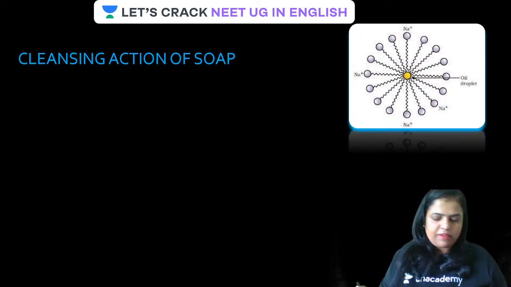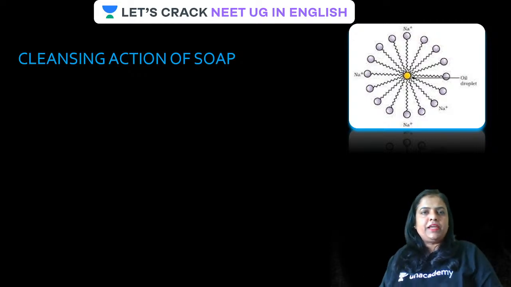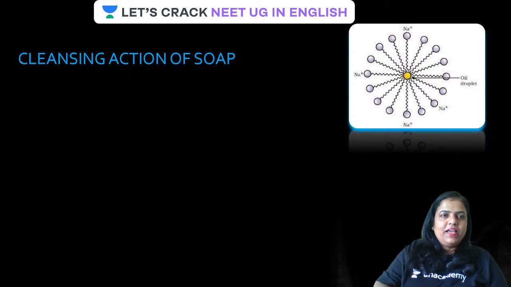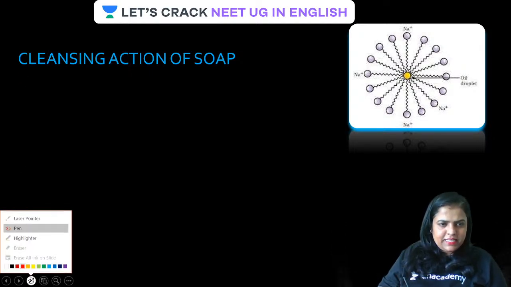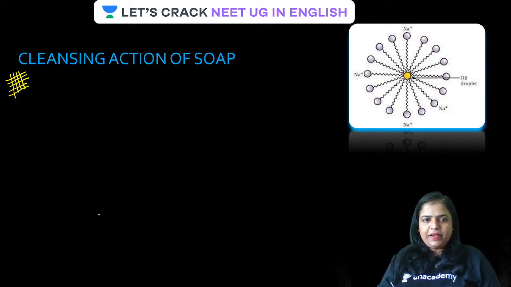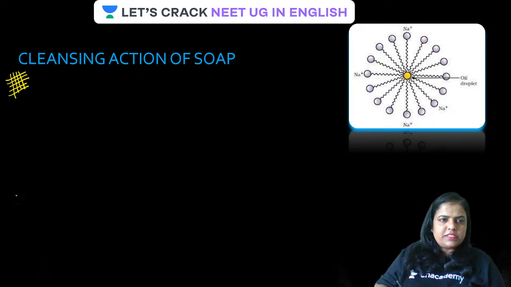All you guys, please have a look at the screen. Okay, I'm going to explain it in a proper flow chart. Let me change the color of the pen. Guys, suppose this is the fabric of your clothes. Okay, this is the fabric. All done? Now suppose this is the dirt entangled over here.